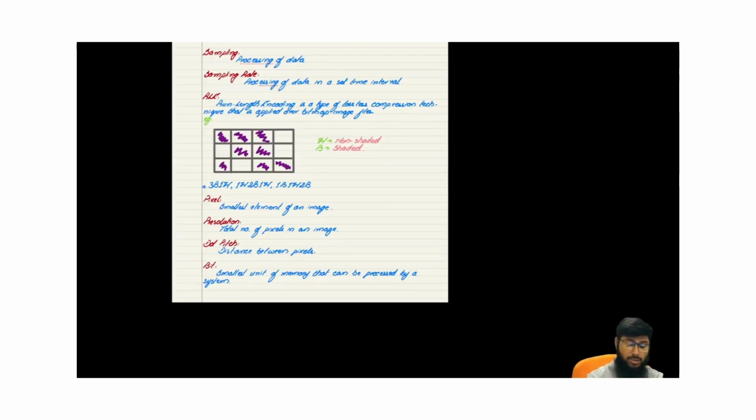Welcome to one more session for the data representation. Okay, now in this session we will be dealing with sound sampling, what is sampling, what is sampling rate, small definitions, and we will be dealing with the RLE method. After this topic, our topic for the data representation will be wound up.